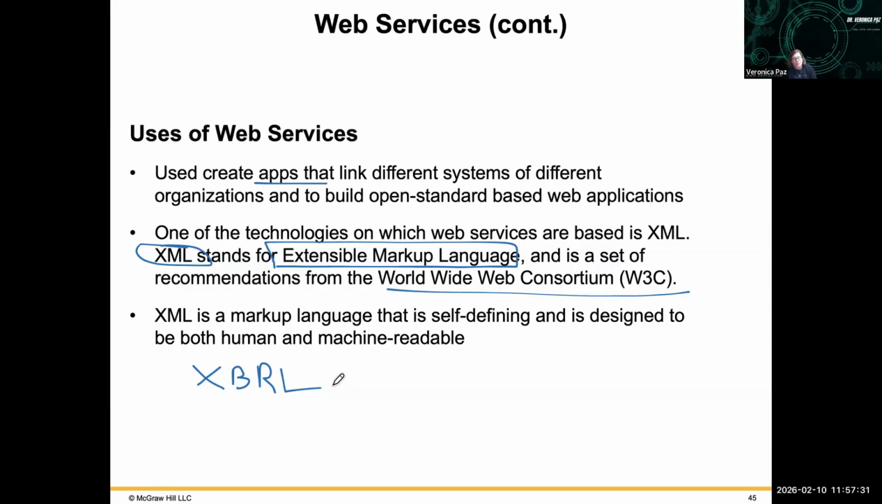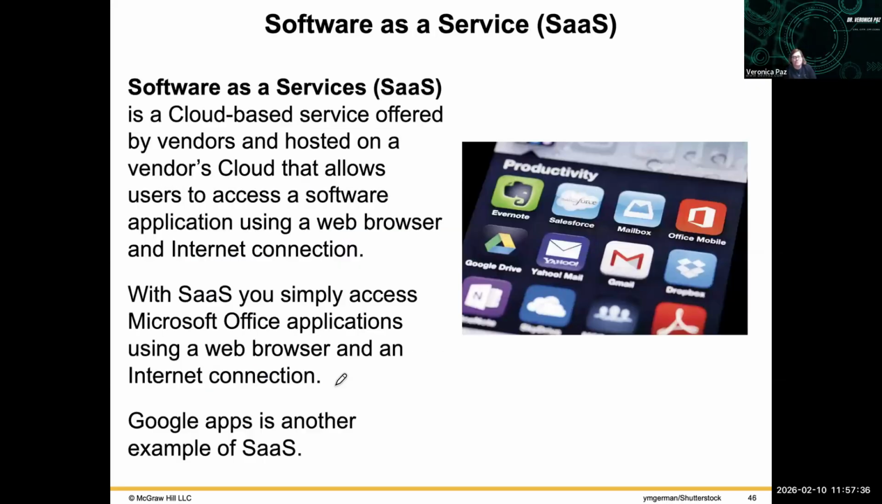And then lets the computers read it too with metadata tags so that we can do the analysis on it. We talked about software as a service, which is just a cloud-based service that usually is given by vendors. And it lets you use software applications like a web browser or an internet connection. And it could be simple access to Microsoft Office applications. Google Apps is another example of a SaaS. So make a note of that because you might see that on your test. I love Google Apps. That's how I run my website.